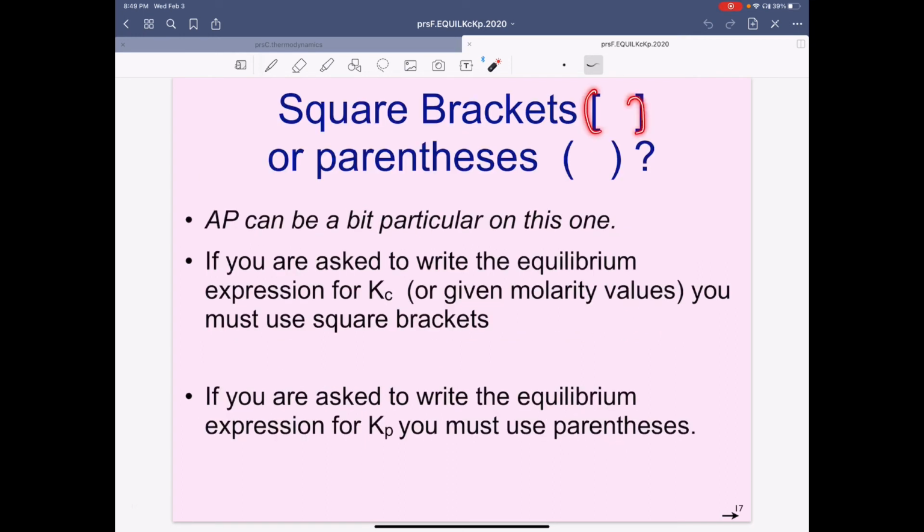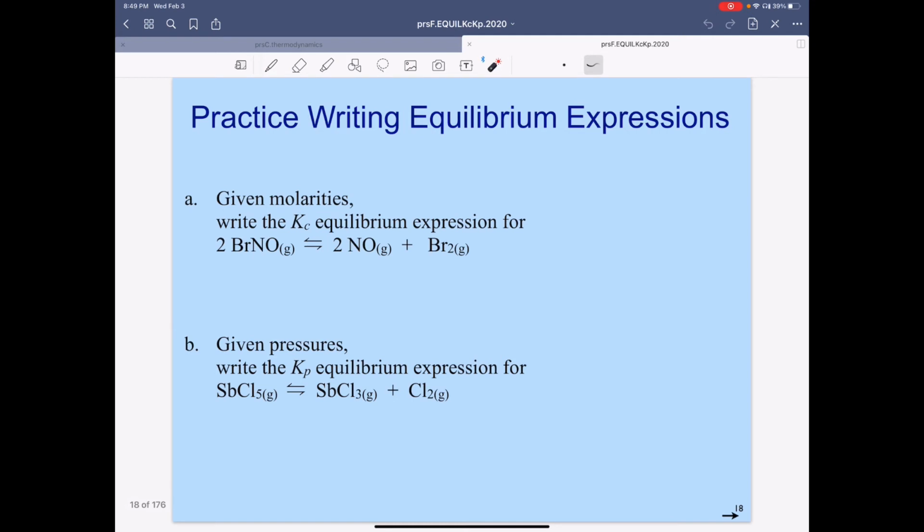Square brackets versus parentheses. AP can be a little particular. If you're asked to write an equilibrium expression for Kc, by virtue of being given molarity values, you must use square brackets because, of course, you're well aware that square brackets means molarity. If, however, you're writing a Kp expression, you should be using parentheses and not using square brackets. You could pause the video, give this a try, write the Kc expression for this reaction, and write the Kp expression for this reaction.